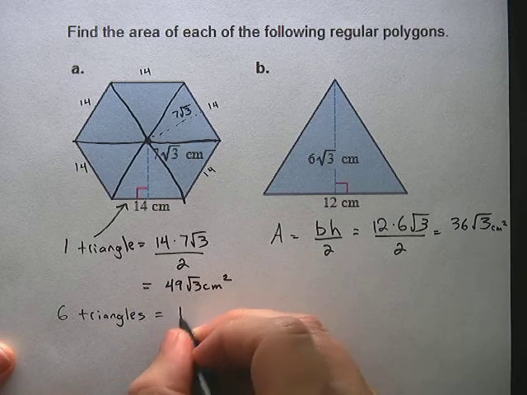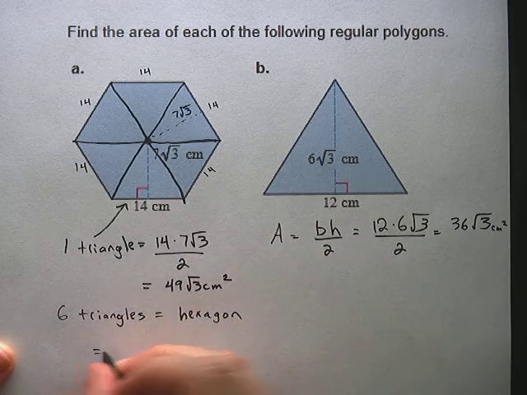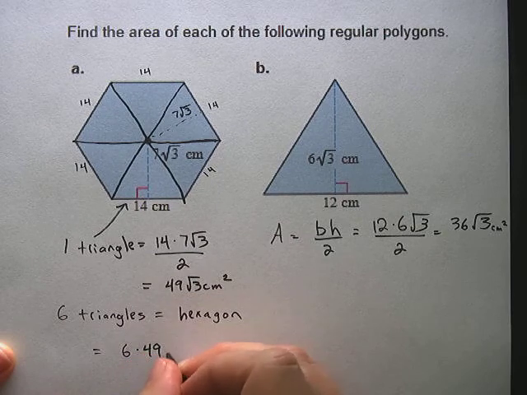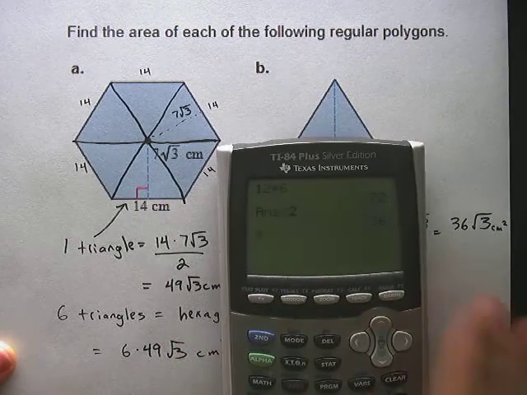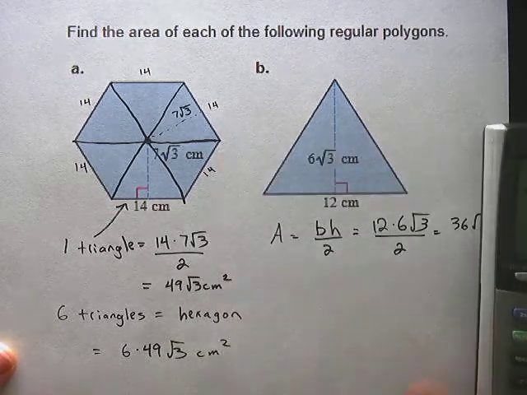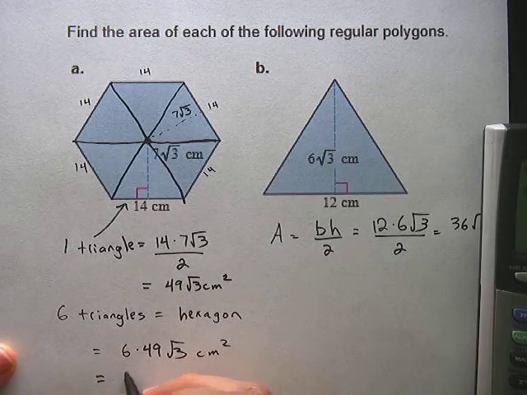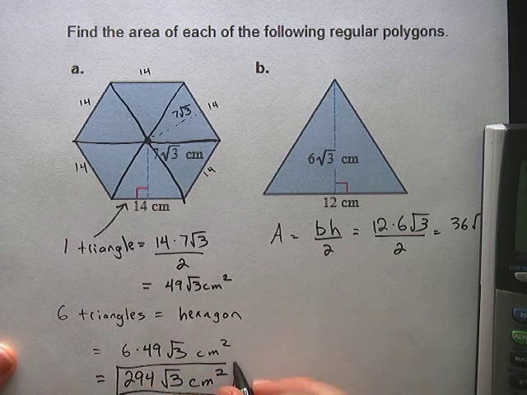Which is equal to the hexagon, is equal to 6 times 49 square roots of 3 centimeters squared. Let's type that in our calculator. 6 times 49 equals 294 square roots of 3 centimeters squared. And that's the area of the hexagon.